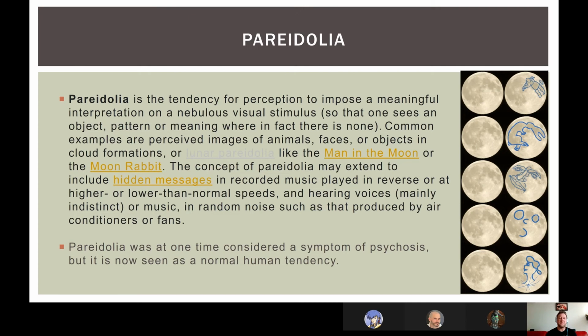Pareidolia is the tendency for perception to impose a meaningful interpretation on a nebulous visual stimulus, so that one sees an object, pattern, or meaning where in fact there is none. Common examples are perceived images of animals, faces, or objects in cloud formations, or lunar pareidolia, like the man in the moon or the moon rabbit, and so on. You can see the picture on the right side, where you can see the rabbit, the face, the human being silhouette or whatever.